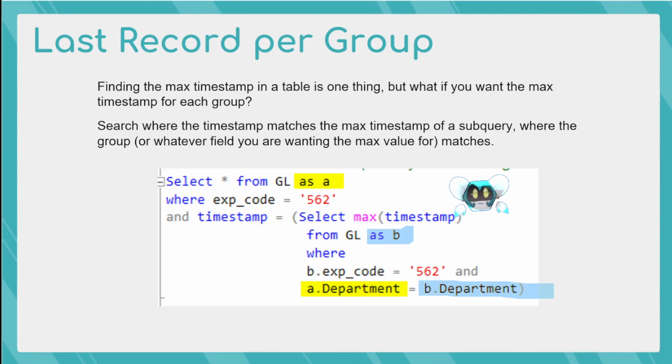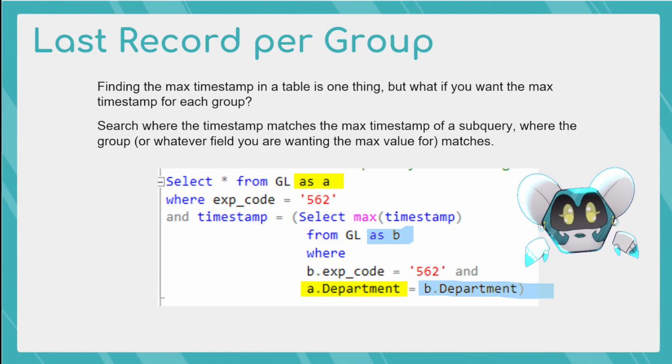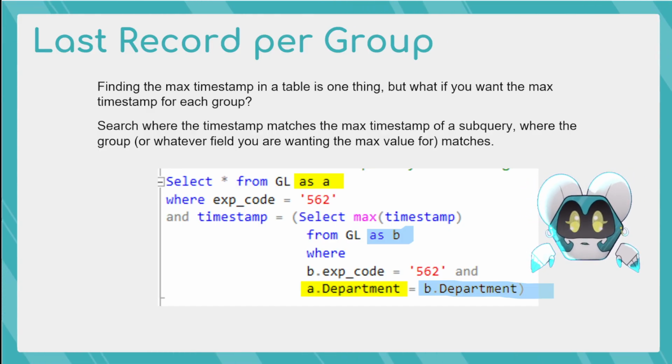And then do where the timestamp is equal to the max timestamp from GL, the same table as before, but this time with an alias of B, where expense code is 562 again, because we want to compare apples to apples, and where the department of this table is equal to the department of this table. Again, it's the GL, but this time we just want to make sure we have our connection straight. We are grabbing the max timestamp per department.